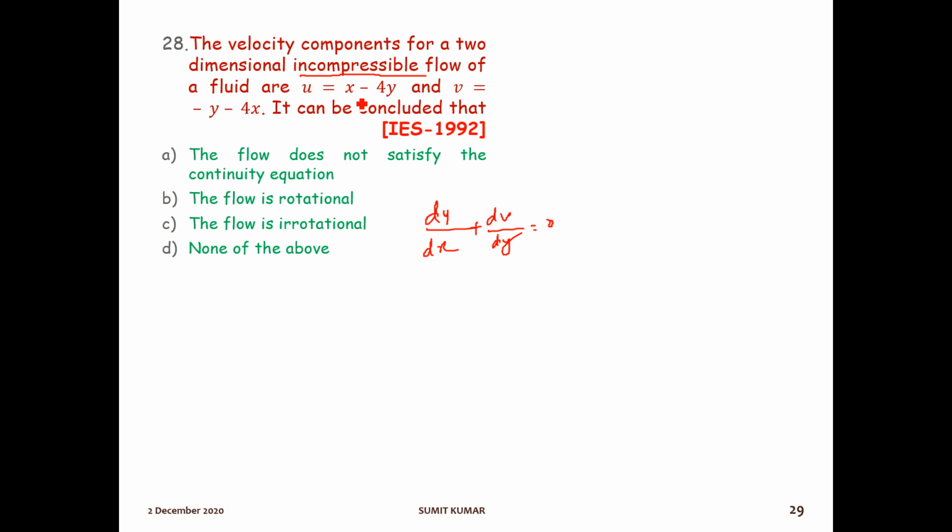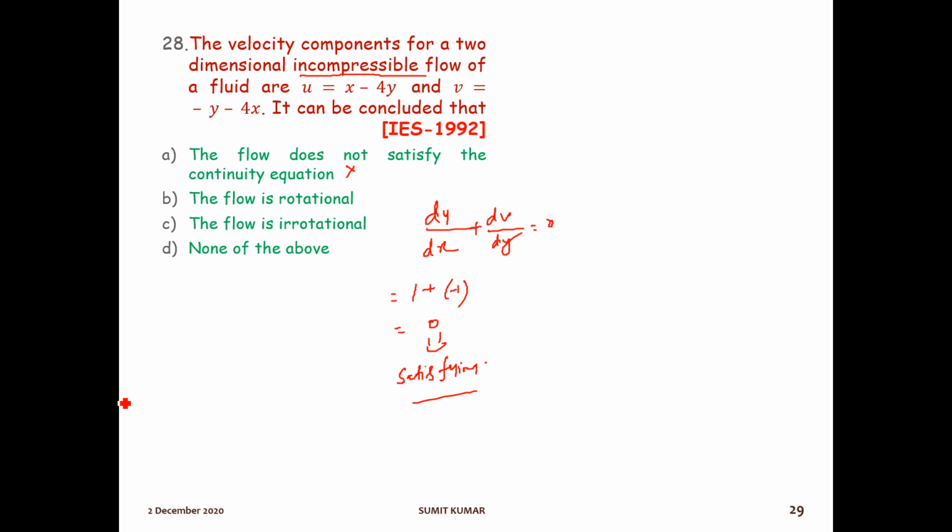Here u equal to x minus 4y, so the derivative of u with respect to x will be 1 plus dv by dy. So dv by dy is equal to minus 1, so it is coming 0. So we can see it is satisfying the continuity equation. Option number A is wrong because it says that it does not satisfy.